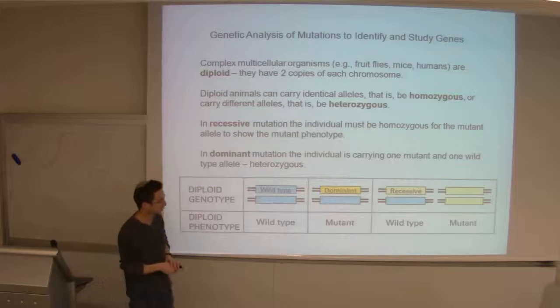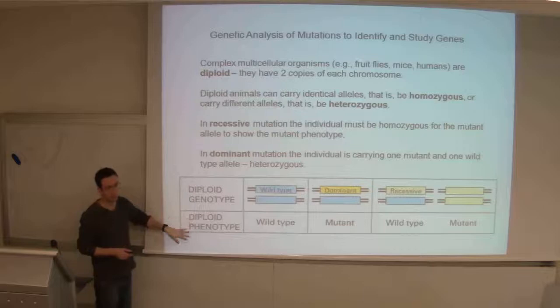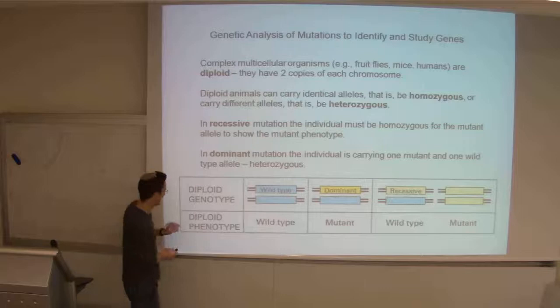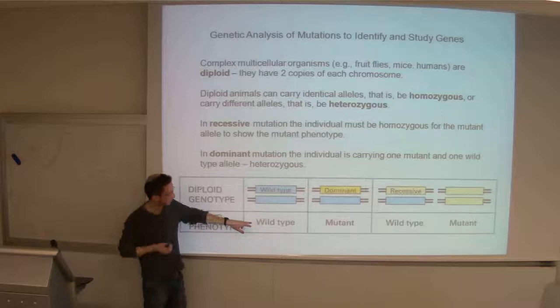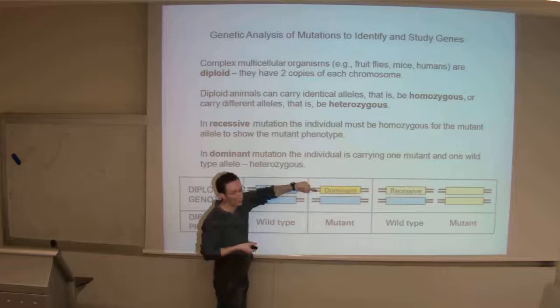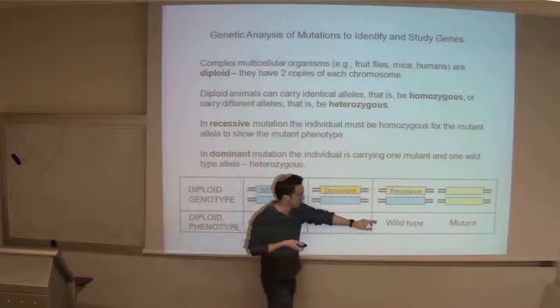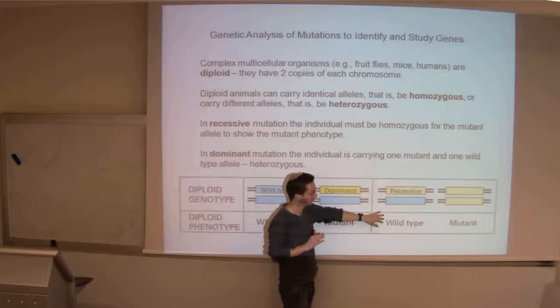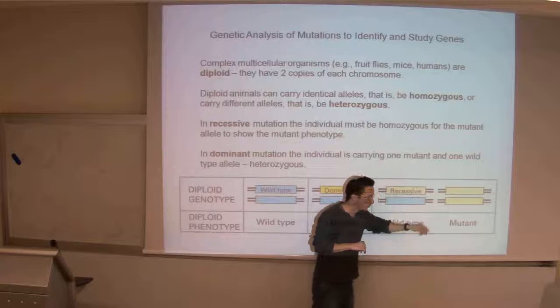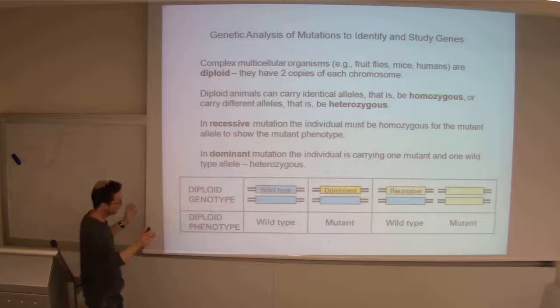And this table summarizes the different genotype and phenotype states that are possible in a diploid creature. If this is the case in the genome, where we have two copies of the wild-type allele, we will have the healthy, normal, wild-type phenotype. If the mutation is dominant, it's enough for the organism to have just one copy for the mutant phenotype to appear. If the mutation is recessive and you have just one copy, then the other copy will compensate for the first one, and you will still see the wild-type phenotype. But if you have two copies, there is nothing to fix it, and you will have the mutant phenotype. So these are diploid, mutant, wild-type, dominant, and recessive mutations.